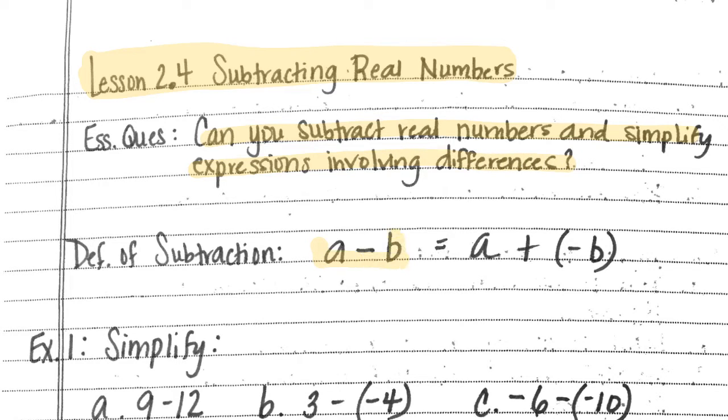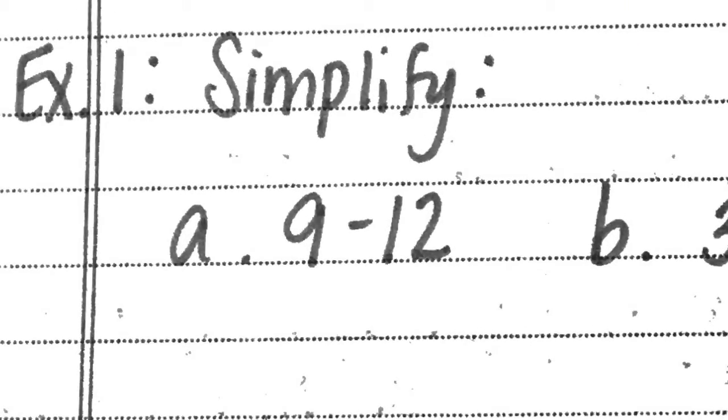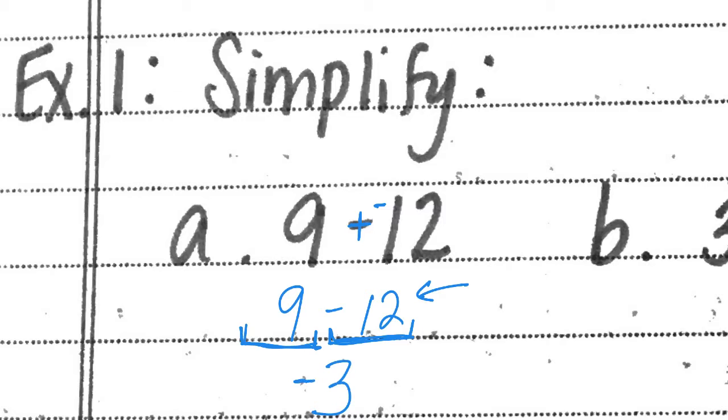The definition of subtraction is just adding a negative number. So when I look at this, I don't have to any longer add a negative. I just look at 9 minus 12, where 9 is a positive number and 12 is a negative number. And I know when signs are different, I subtract the numbers and take the sign of the largest absolute value.